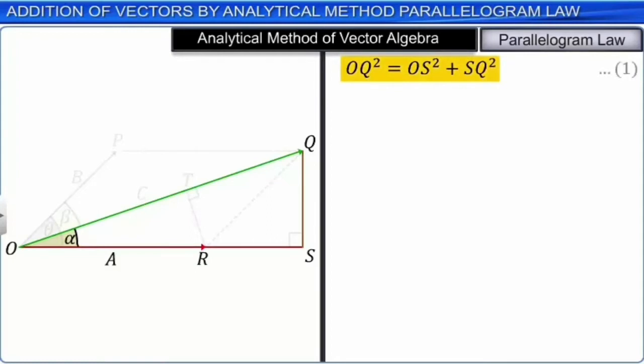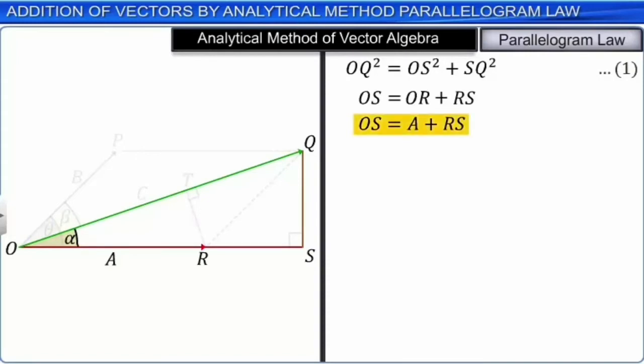In the diagram, OS is equal to OR plus RS. I repeat, OS is equal to OR plus RS. But we know OR is equal to A, that is the magnitude of vector A. So OS becomes A plus RS. Let's call this equation 2.